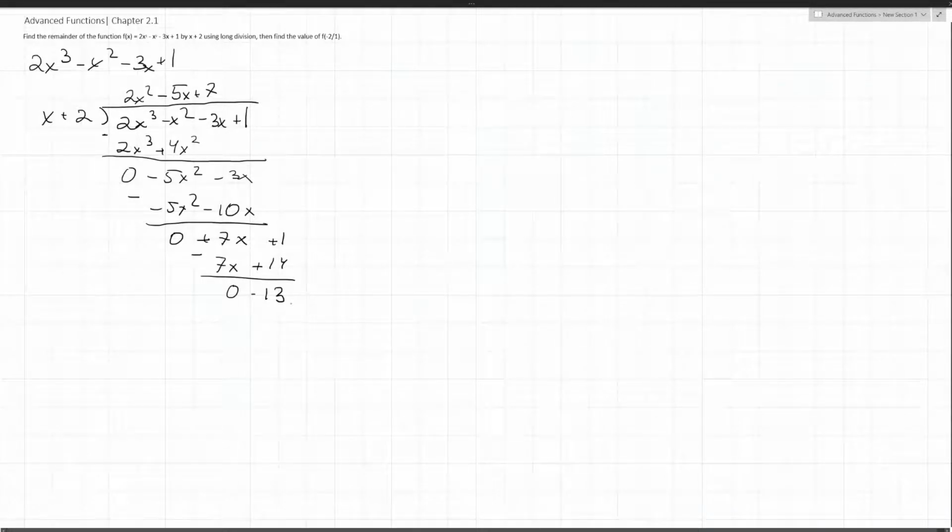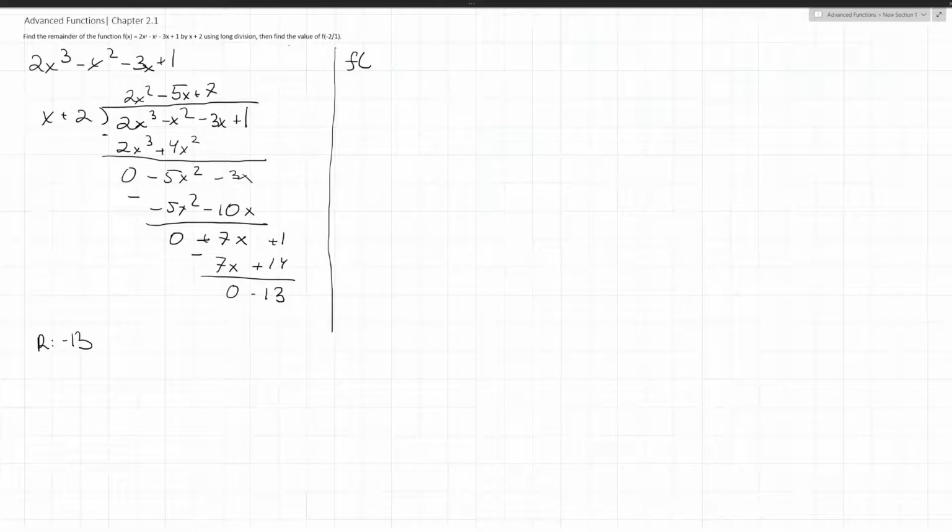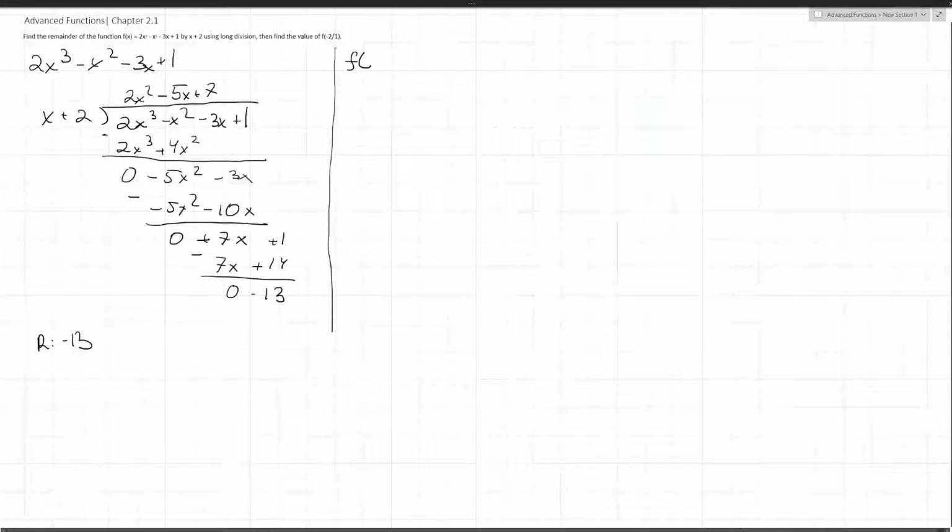Since this is our remainder and this is our quotient, we need to prove that the remainder theorem works. So over here what we got was the remainder is equal to negative 13. So let's do the remainder theorem. The remainder theorem says that if you take the function and use the value of b over a, and then find what that function equals at that value, you'll get your remainder. So let's see if that works.